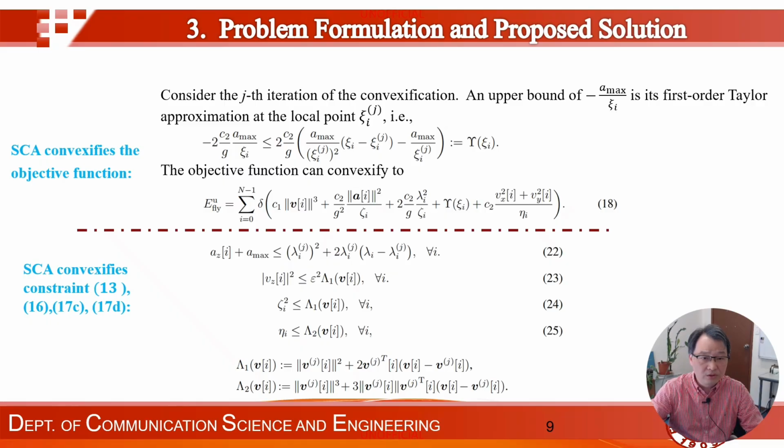The important point here is that by applying SCA iteratively, each sub-problem becomes convex and therefore mathematically tractable. Over iterations, the algorithm gradually improves the solution and converges to a stationary point that satisfies the KKT conditions. So these steps essentially transform a highly challenging optimization problem into a sequence of solvable sub-problems, making our three-dimensional trajectory planning practical and achievable.